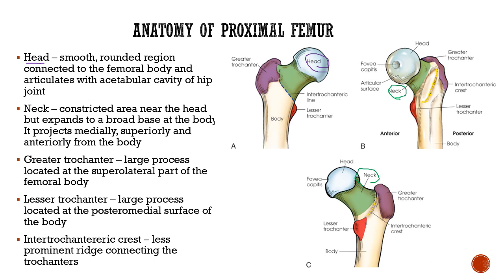In purple, we have the greater trochanter. The greater trochanter is most laterally located. It's a large process located at the superior lateral portion of the femoral body. The lesser trochanter, shown in red, is a process at the posterior medial surface of the body. And then we have the two lines and crests. There's the intertrochanteric line, which is on the anterior surface, between the trochanters, and the intertrochanteric crest, which is on the posterior area. It is a prominent ridge.